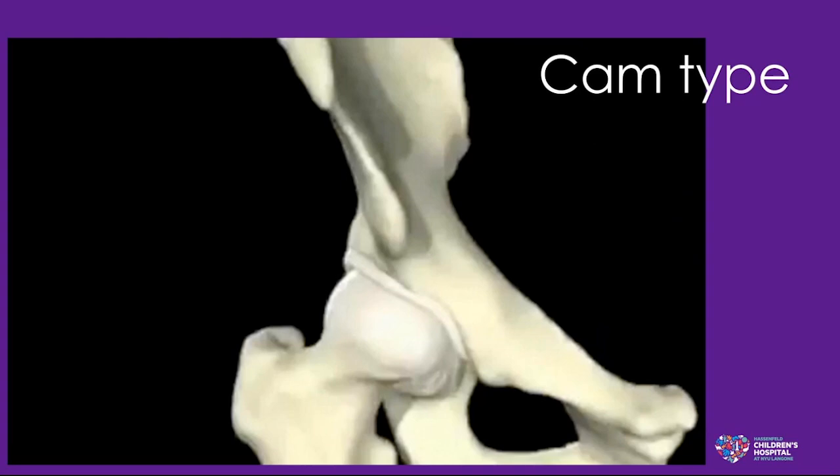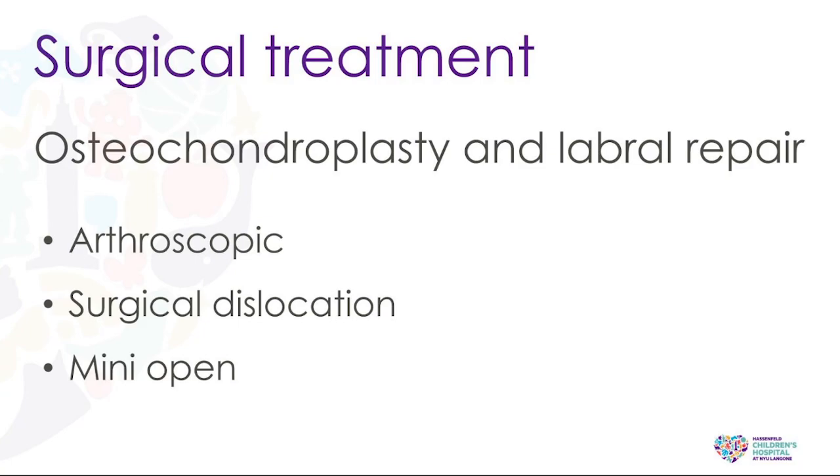So the treatment essentially is recontouring of the femoral neck, as Guillaume just told us, and repairing the labrum when it has been torn. But the approach can be done through one of three ways. You can do an arthroscopic approach, a surgical dislocation, or a mini open, which is my preferred. I'm going to spend most of the time discussing this.